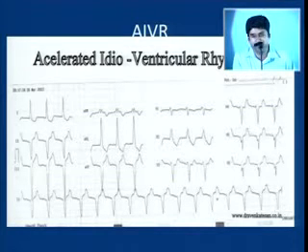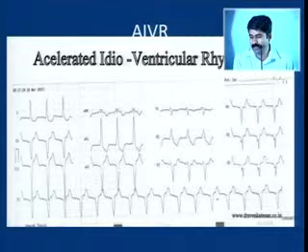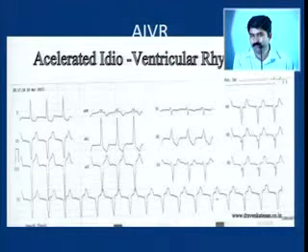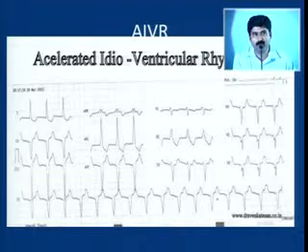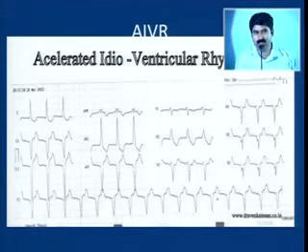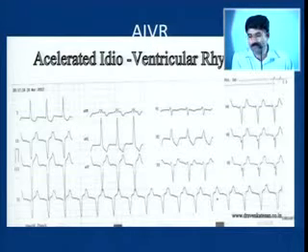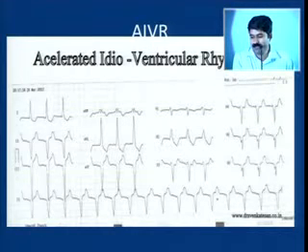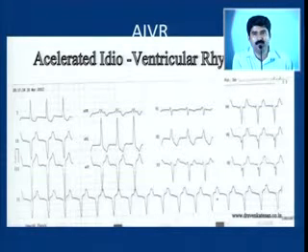RSR pattern. Yes, it is an RBB morphology of ventricular rhythm. Anything else? V5, V6 has a QS morphology, which is suggestive of a ventricular origin. So we know that this is a ventricular origin rhythm and no P waves are there. So this is a typical AIVR we see after revascularization.